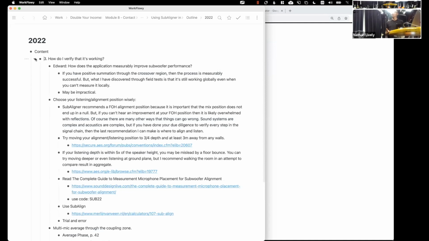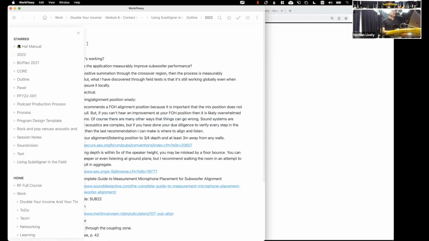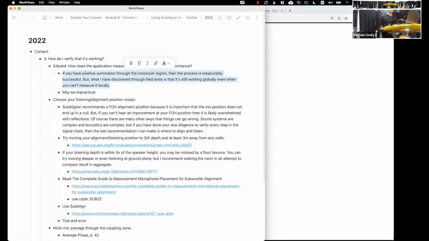If you want to think about this in terms of money, your subwoofer main sub alignment compromises about 1/9 of the operating range of your sound system. Therefore, take how much money you spent on your sound system and divide it by 1/9, and that's how much your sub-alignment is worth. So you're trying to get those decibels back. And this is why manufacturers want you to do this correctly, because they want it to work, they want it to sound good, so that you think that they have really good speakers, because your alignment is good. So if you have positive summation through the crossover region, then the process is measurably successful.